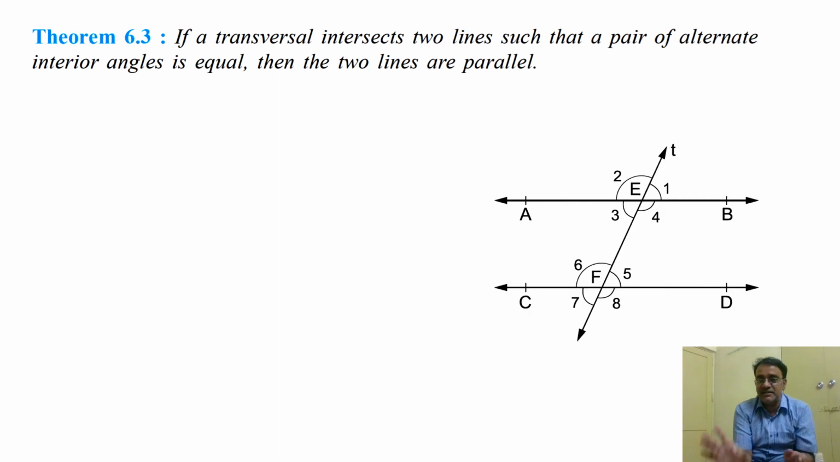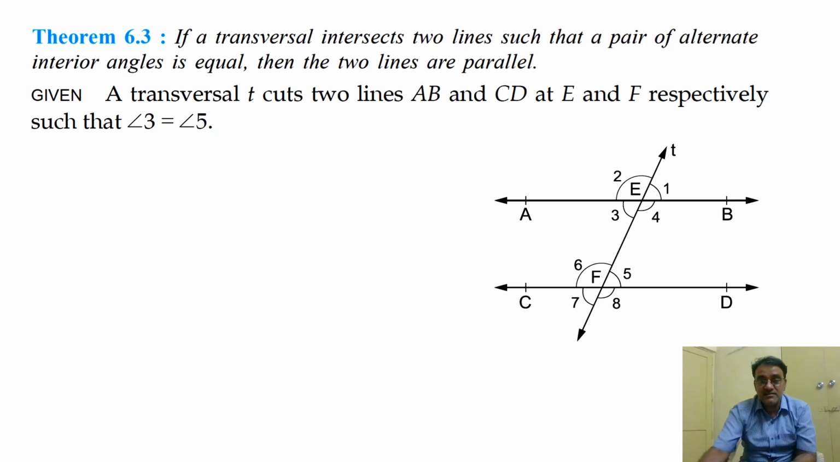Let AB and CD are two lines, not parallel. T is the transversal line intersecting AB and CD at two distinct points E and F, such that angle 3 is equals to angle 5, right? और हम लोग को प्रूफ क्या करना है? What we have to prove? AB is parallel to CD. Now here also we don't require any construction, right?